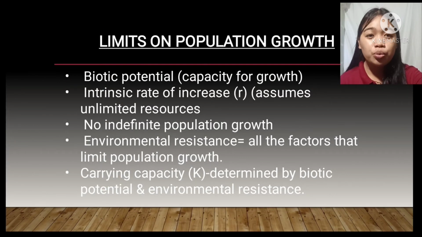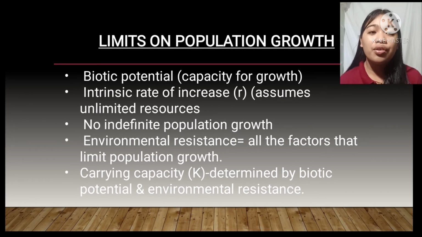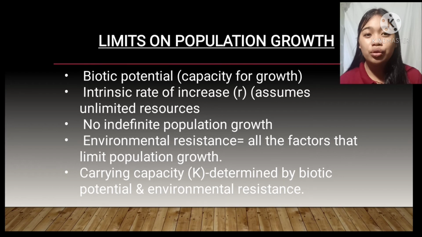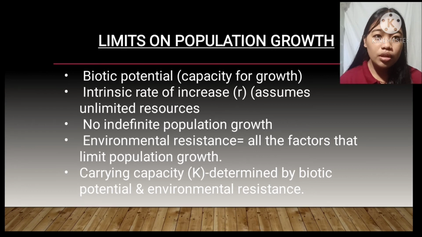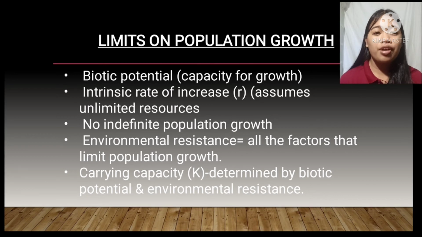Limits on population growth. We have the biotic potential. When we say biotic potential, it is the capacity for a species to grow. So we have also the intrinsic rate of increase, which assumes unlimited resources, then indefinite population growth. We have also the environmental resistance, all the factors that limit population growth, also one of the hindrances for the species to grow. Then we have the carrying capacity, determined by biotic potential and environmental resistance.